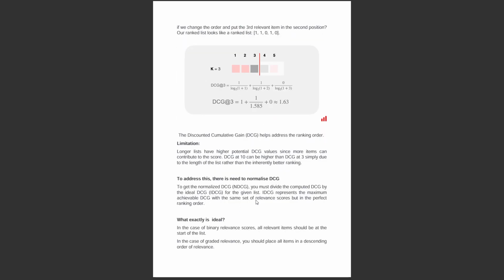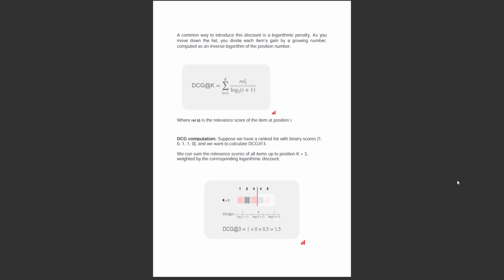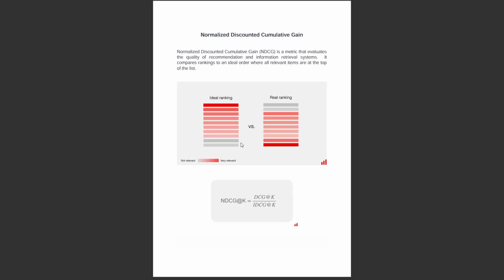So what exactly is ideal? In the case of binary relevance scores, all relevant items should be at the start of the list. You have already seen here the ideal ranking. All relevant documents are at the top and non-relevant documents are at the bottom.